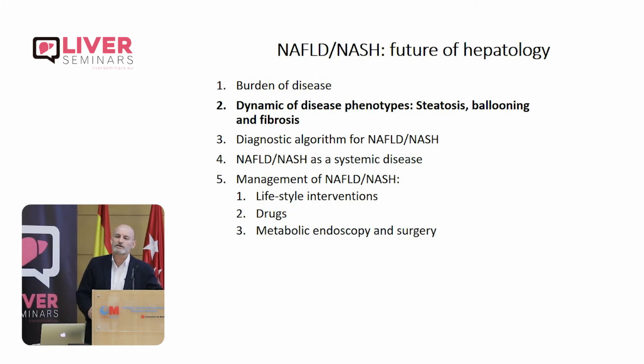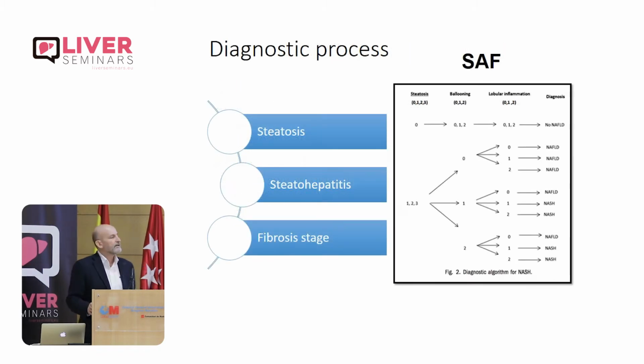The second aspect I would like to discuss with you is how we are interpreting liver biopsy. We have three major hallmarks for this disease: steatosis, ballooning, and fibrosis, and we are very interested to know and to detect them. The first change in the interpretation of steatosis was included in the SAF score by Pierre Bedossa, demonstrating that the amount of fat doesn't matter.